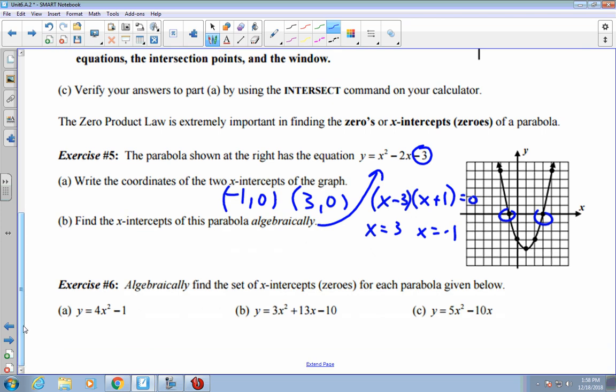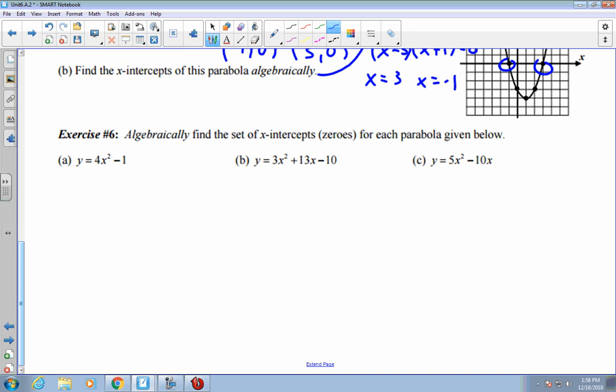Algebraically, find the set of x-intercepts or zeros for each parabola given below. So what we're doing is factoring. So when you factor this here, look for a GCF, no GCF. Second way to factor is your difference of two perfect squares, and that's what that is. 2x plus 1, 2x minus 1. They both equal 0. So we have x equals negative 1/2, x equals 1/2.